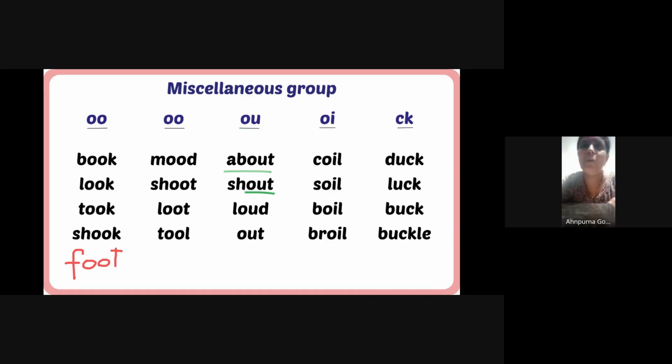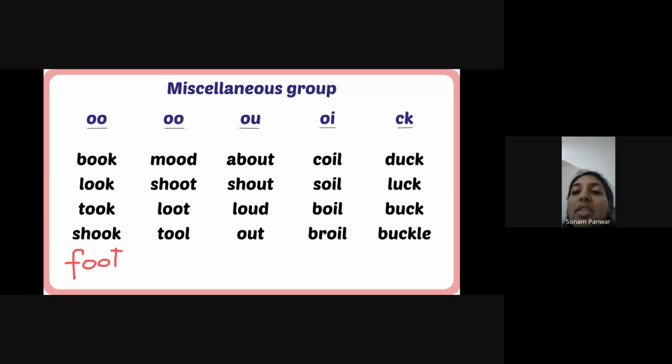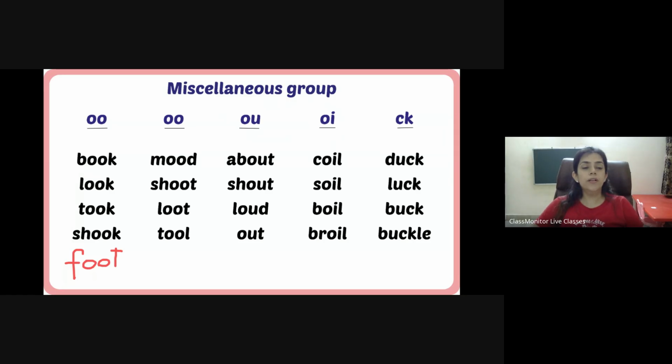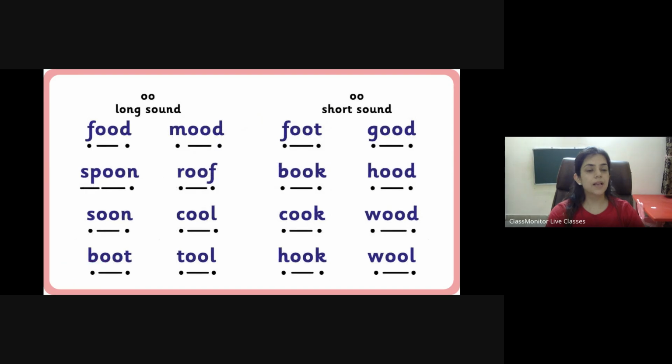About, shout, loud, out. Excellent. For OI, Sonam. Oil, coil, soil, boil, broil. Excellent. All right. Sonal, the last, C and K. Duck, luck, buck, buckle. Excellent. So I'll give you 30 seconds. Read out these words.